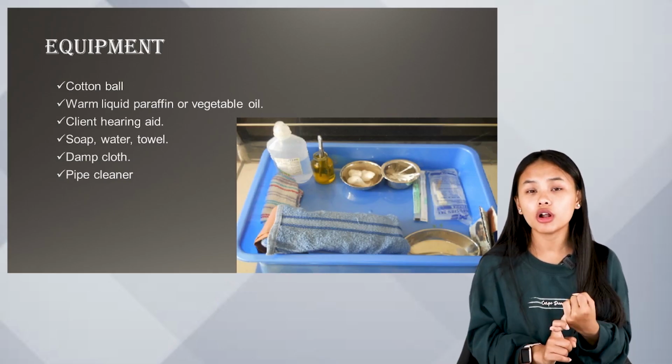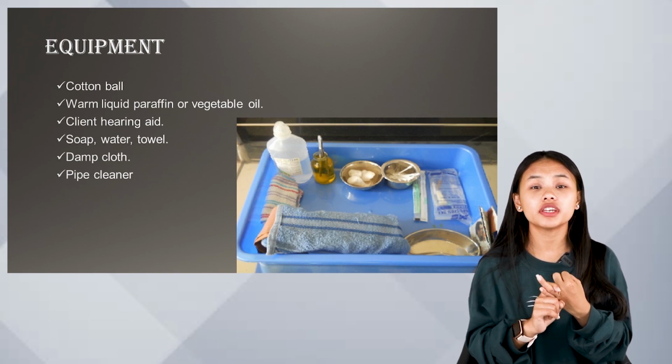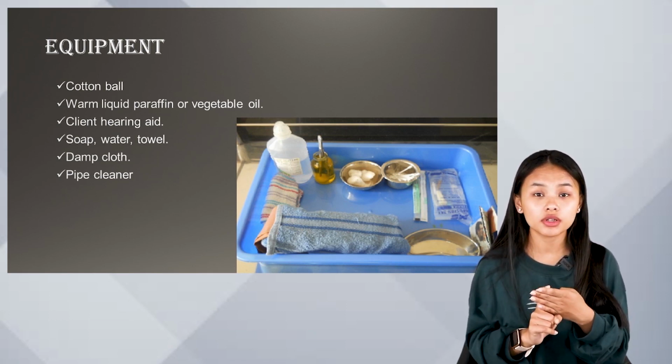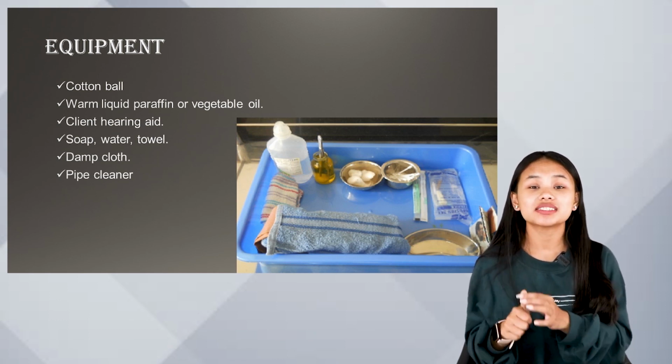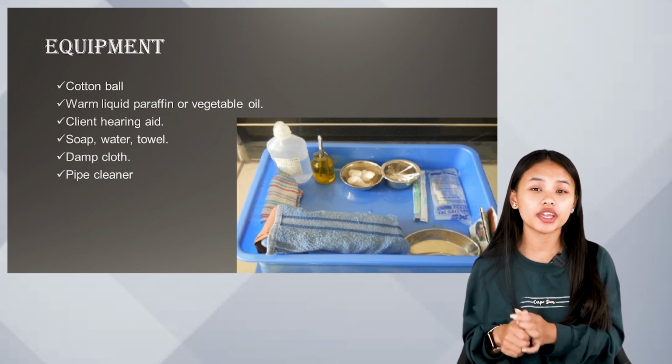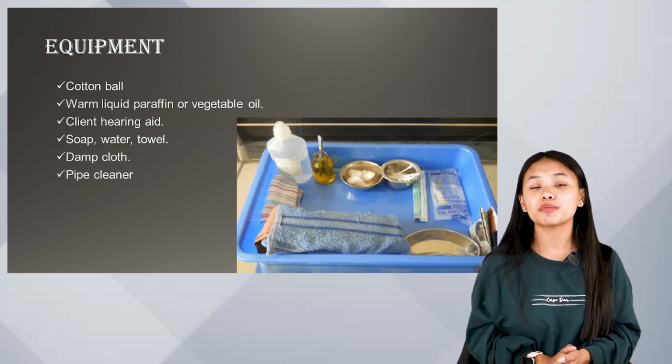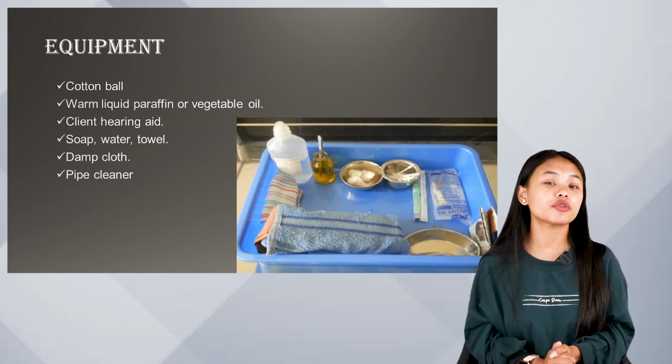Whenever you as a nurse are about to provide this care to any client, you need to make sure that you arrange all the required articles, right? The articles required for providing this care consist of the cotton ball, warm liquid paraffin, or even vegetable oil, the client's hearing aid, soap, water, or towel, a damp cloth, as well as a pipe cleaner or a toothpick if it is required.